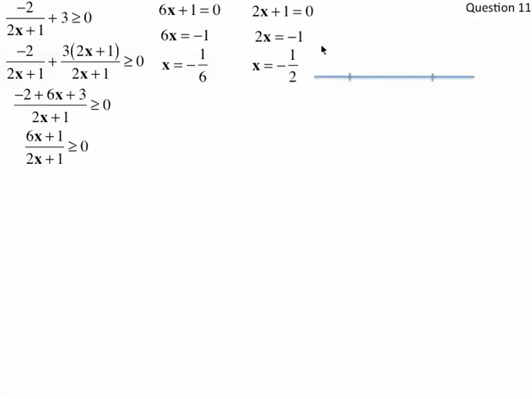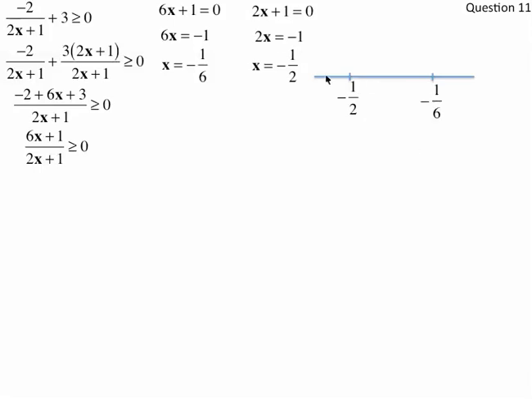You have to realize that positive 1/2 is bigger than 1/6. So the negative 1/6 is closer to 0 than the negative 1/2 is, right? So the negative 1/6 is actually larger than negative 1/2. So the negative 1/2 comes first on the number line, then the negative 1/6.